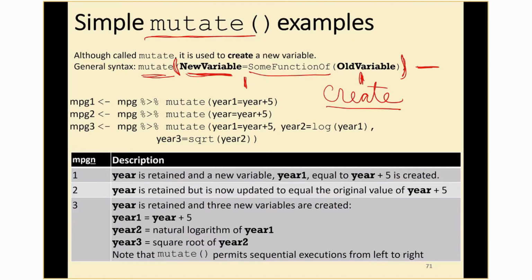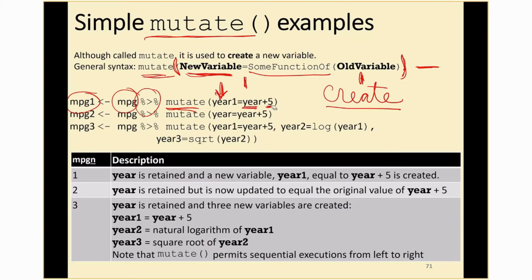So now we're going to go over some examples. In the first example, we create mpg1 by starting with mpg, and then with our piping operator, we're going to use mutate. We're going to use mutate to create this new variable. How is it going to be created? It's going to be created by taking the value of year and adding 5 to it.